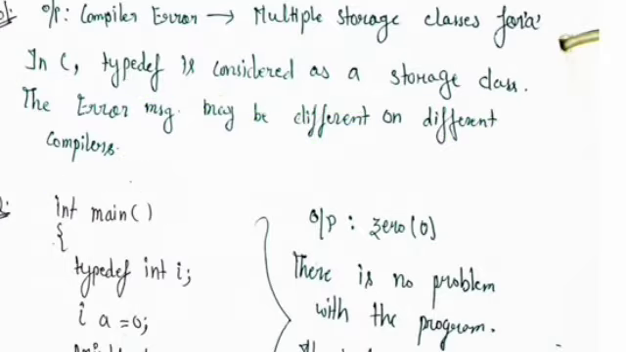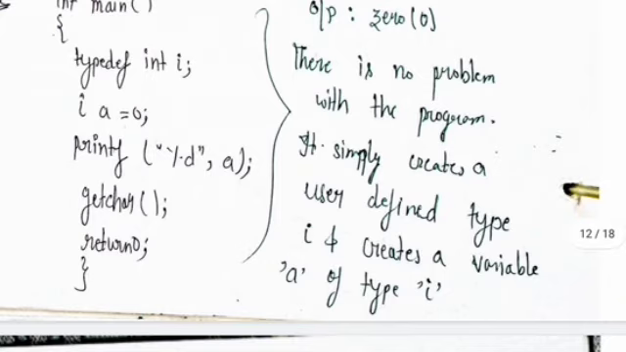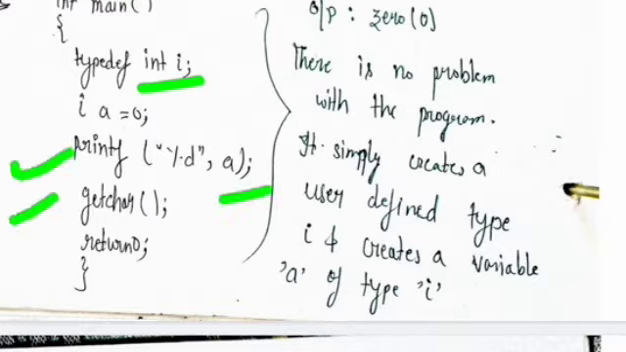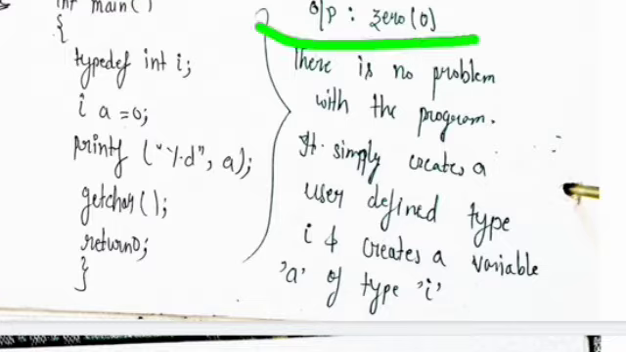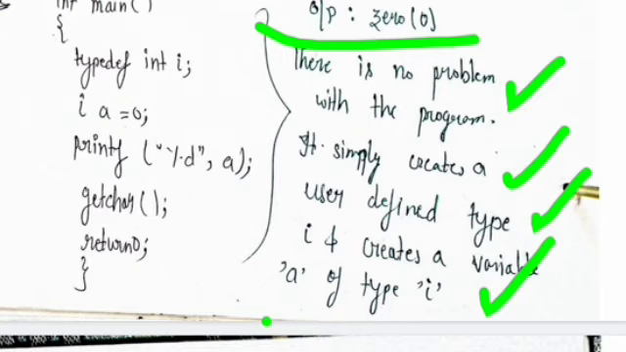Now come to the next question, that is question number 23. Here the line of code is given like int main, typedef int i, a = 0, print the value of a, getch, return 0. So here the output of this program is 0. Why? There is no problem with the program. It simply creates a user defined type i and creates a variable a of the type i. So the output of this program is 0.